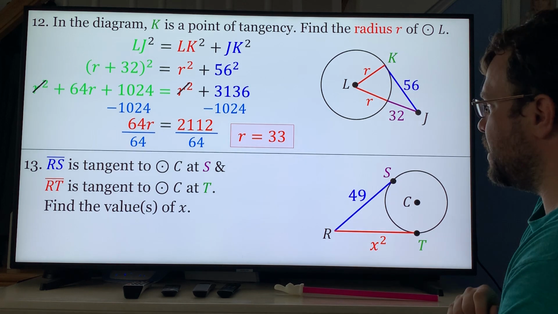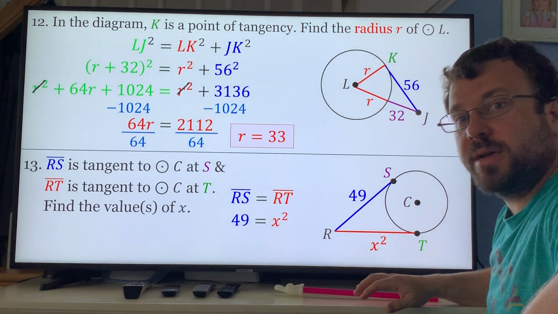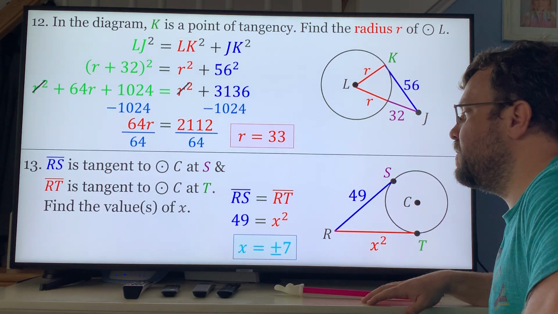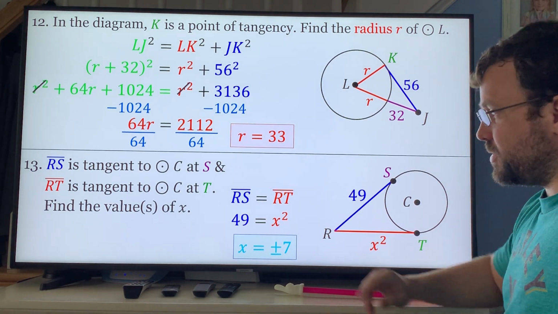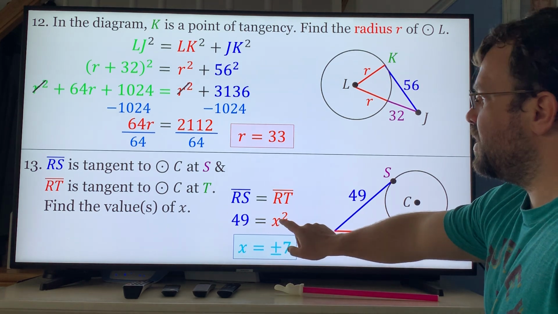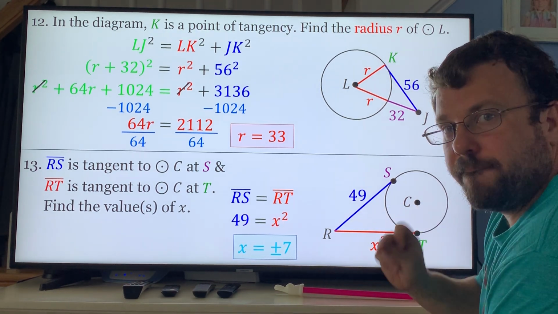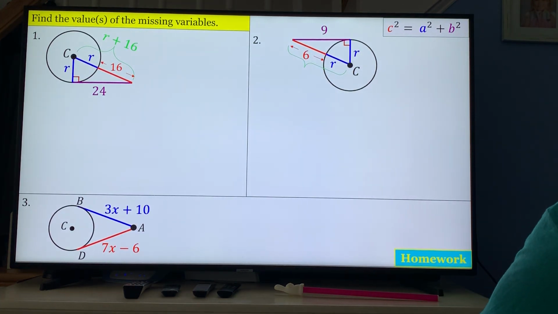Problem 13. If they're tangent, they're equal. So x squared equals 49. How do you find what x is? You have to take the square root. And it's actually positive or negative 7, because negative 7 squared is 49. Positive 7 squared is also 49. Anytime you have x squared equals a number, that number is always going to be plus or minus. Got it? Awesome. All right, so I want you guys to finish up with these last homeworks.